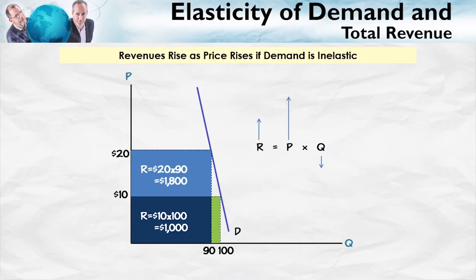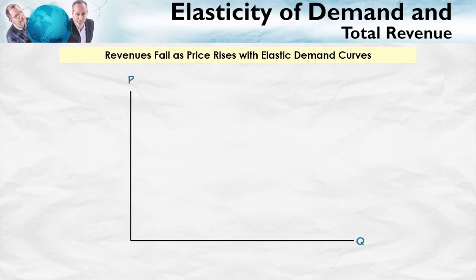And again, vice versa. Let's take a look at what happens when you have an elastic demand curve. So let's do the same kind of little thought experiment. Revenue is price times quantity. Suppose price goes up by a modest amount and quantity goes down by a lot. Well, if price is going up by a little bit and quantity is going down by a lot, then revenue must also be falling.